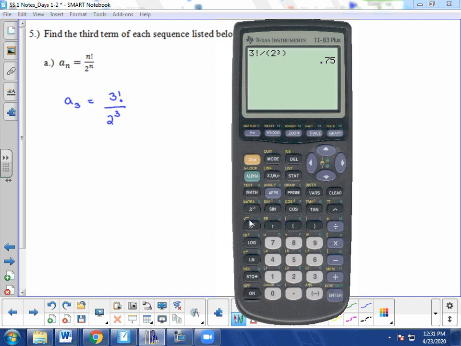And there we have the answer. So if you want to leave this as 0.75, you can. This would also be known as 3/4. So simplifying the numerator, 3 factorial would be 3 times 2 times 1, which is 6. 2 to the third would be 8. You don't necessarily need to show this step, but then it would simplify to 3/4.